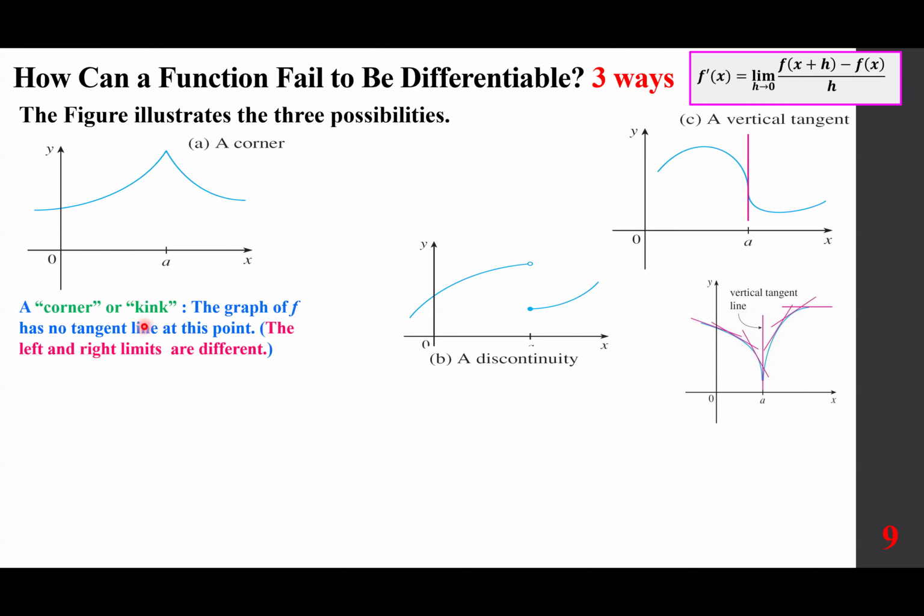Starting with the corner, a corner or kink. The graph of f has no tangent line at this point. The left and right limits are different. So how do you come up with the same tangent line at that point?